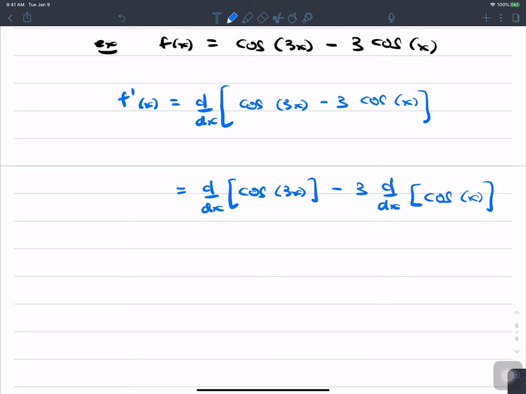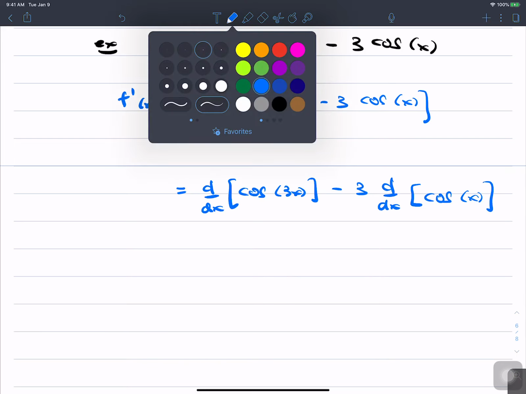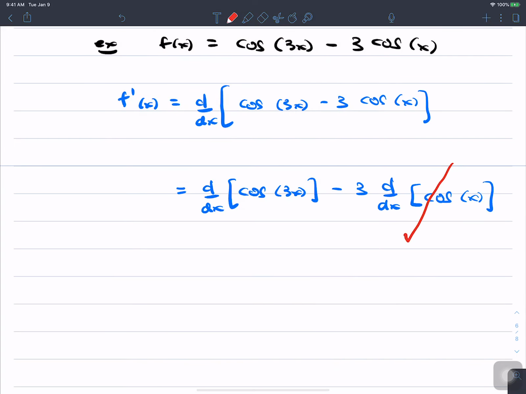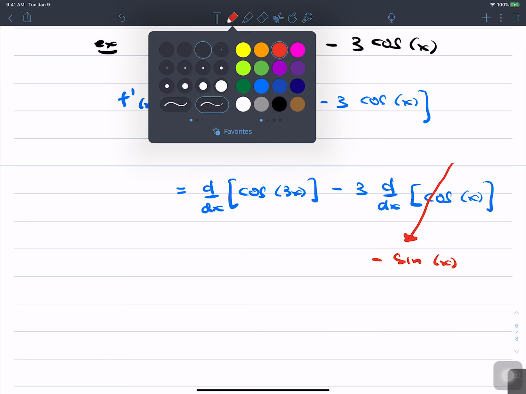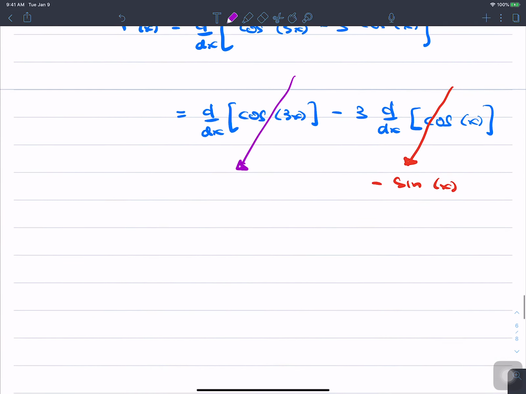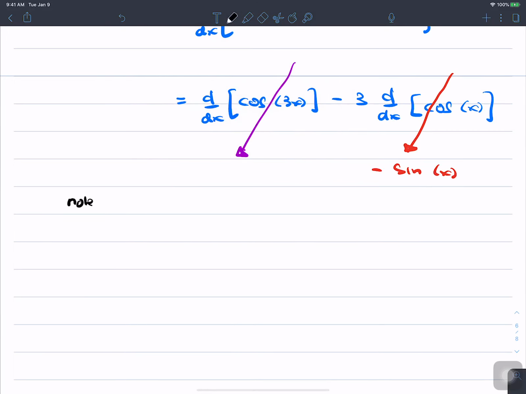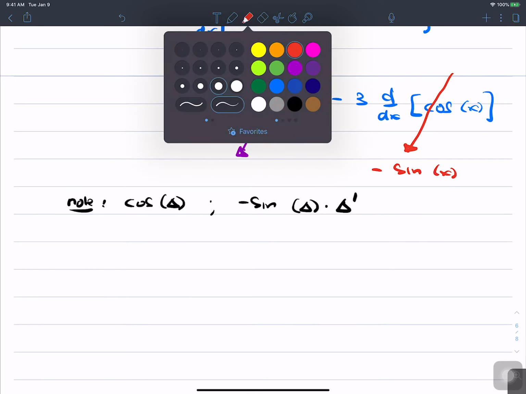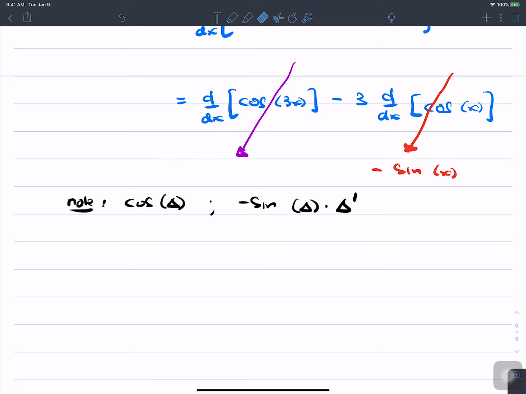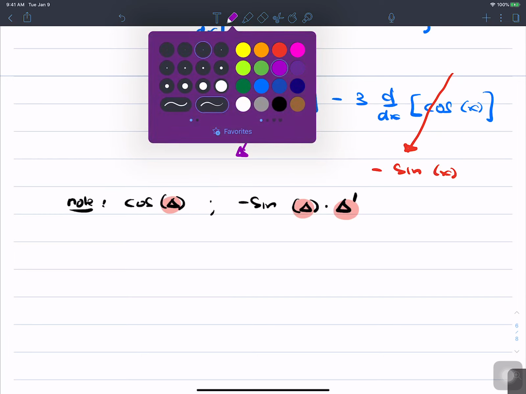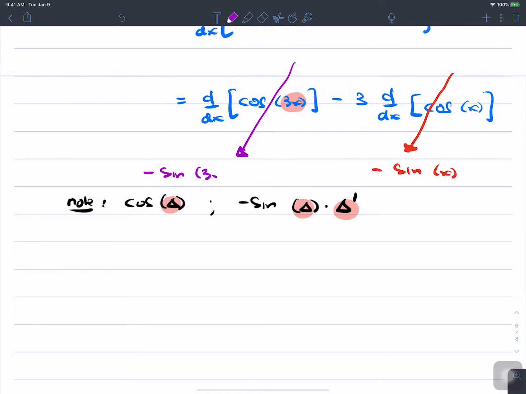Okay, we got some properties here. Now, this derivative is easy. Derivative of cosine is minus sine. So that one's pretty simple. This derivative, however, we use chain rule. And I want you to note something here. If you have cosine of something, chain rule, derivative of cosine is minus sine times the derivative of that inside function, right? So you got the inside function, 3x. So you can say, is that minus sine of 3x times the derivative of 3x? The answer is yes. And the derivative of 3x, ladies and gentlemen, is 3.